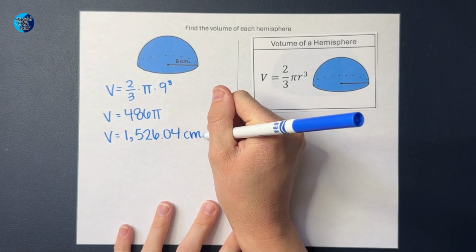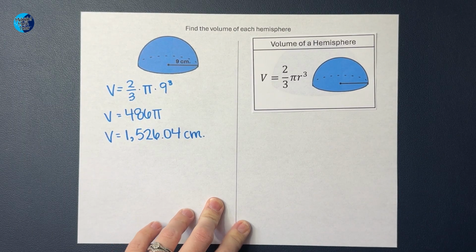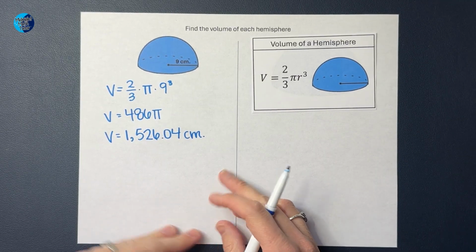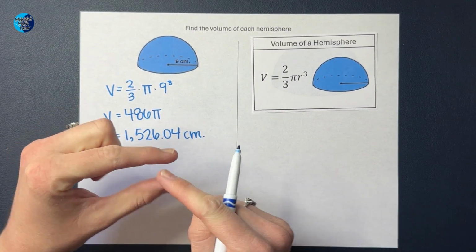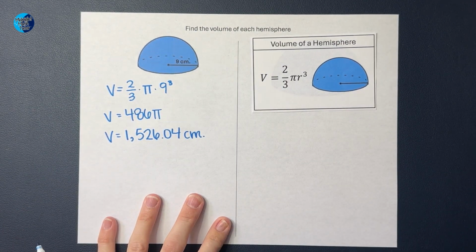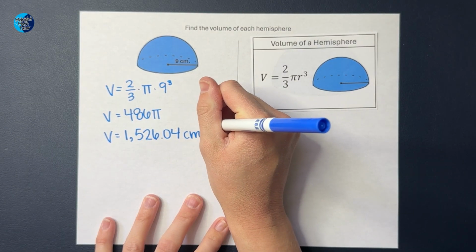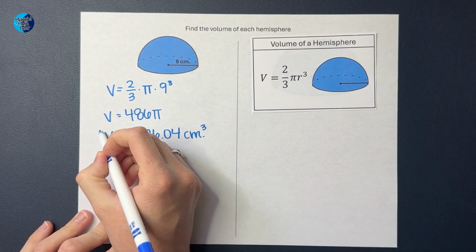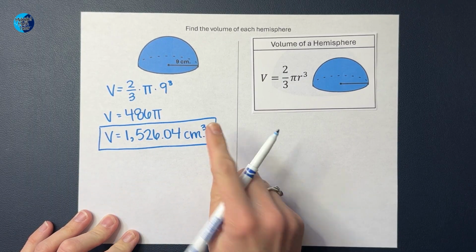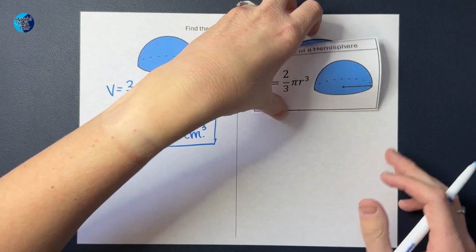Now, whenever we do volume, units are very important because the volume is not just this, and it's also not just this. When we're talking about volume, we are asking ourselves, in this case in centimeters, how many little cubes that are 1 centimeter by 1 centimeter by 1 centimeter would fit inside this hemisphere? Now, to show that in our answer, we're going to do centimeters cubed. So whenever you're figuring out volume, your units should always be cubed. All right, there's our first one.